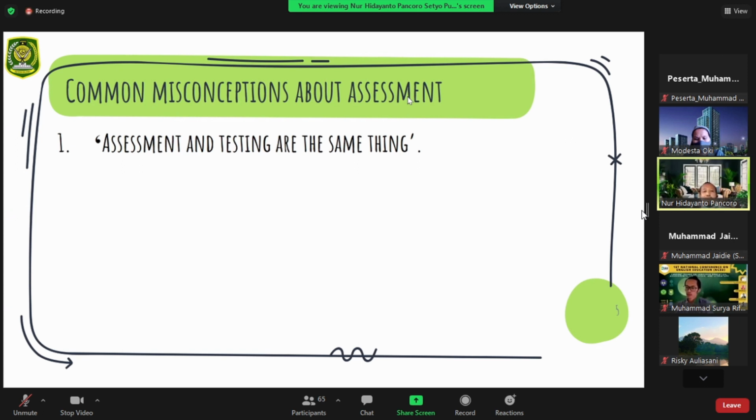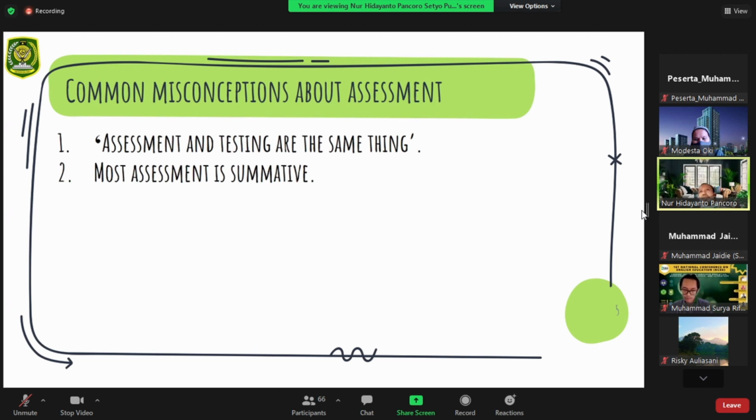So they responded this way. They considered assessment and testing to be exactly the same thing. And I do believe that everyone in this conference agrees that they are two different things. Assessment and testing are not the same. But what is the second misconception?